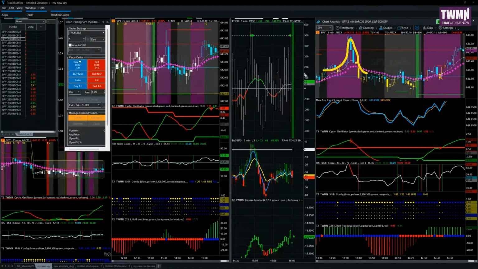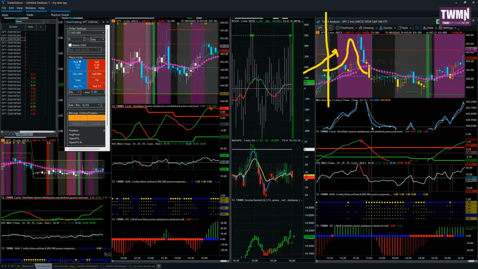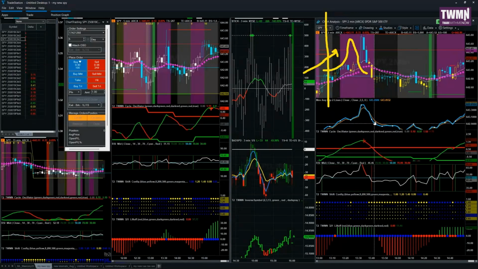So if you're going up into the time of day zone, here's the zone. If you're coming up into the time of day zone, you should be saying to yourself, I'm waiting for the shift to the downside. That's what you're waiting for. And you get it. You certainly get it right here.